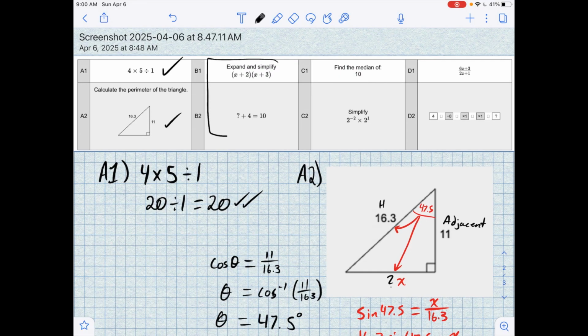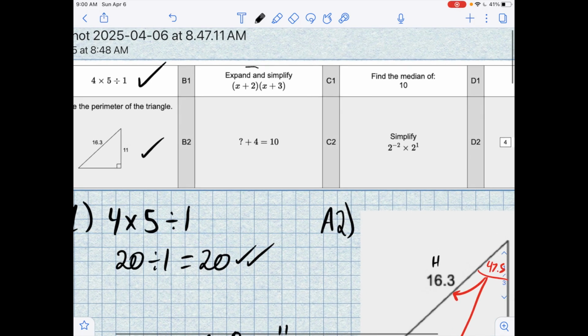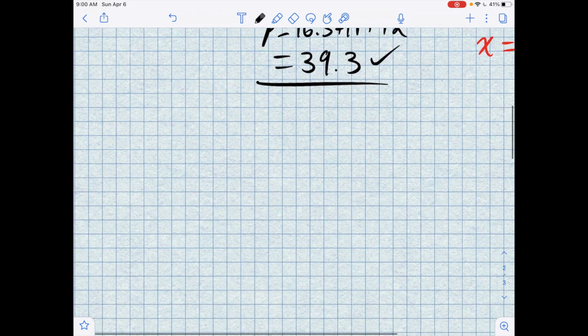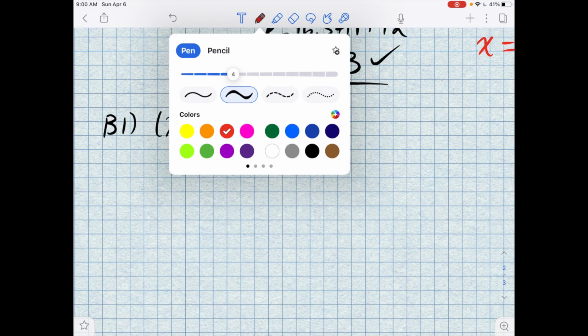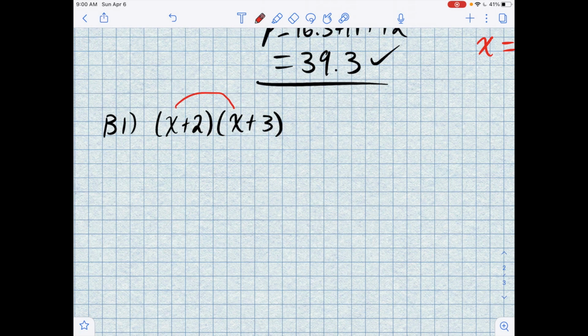Let's go to B1 and B2. So expand and simplify x plus 2 in brackets times x plus 3. Beautiful. So we're going back to easier concepts, right? So B1, x plus 2, x plus 3. Here we're going to use the FOIL method. I know how to do this. So first, outside, inside, last.